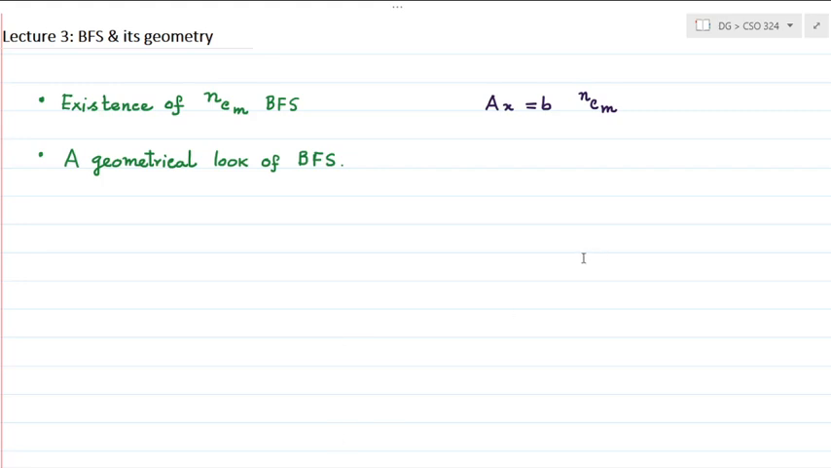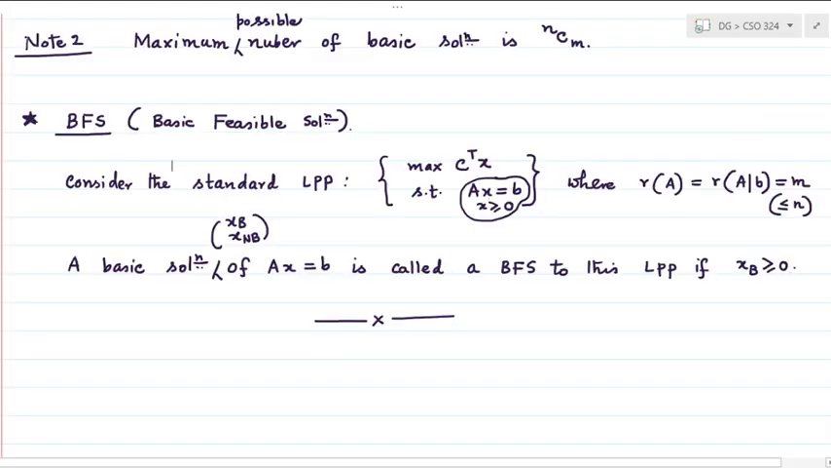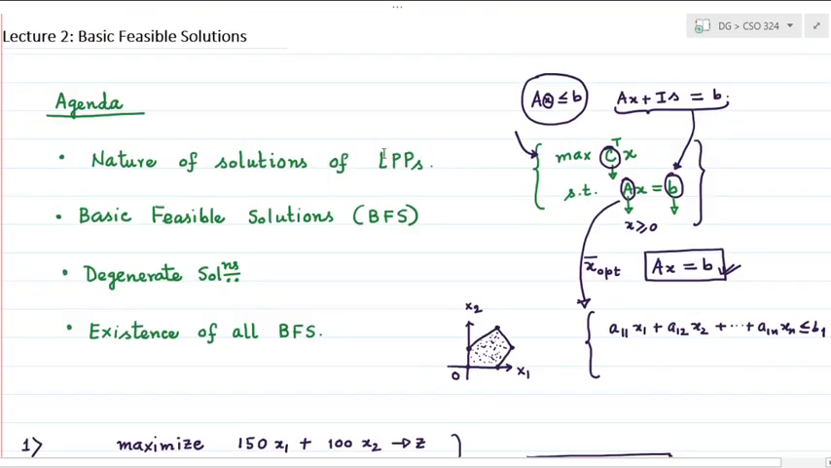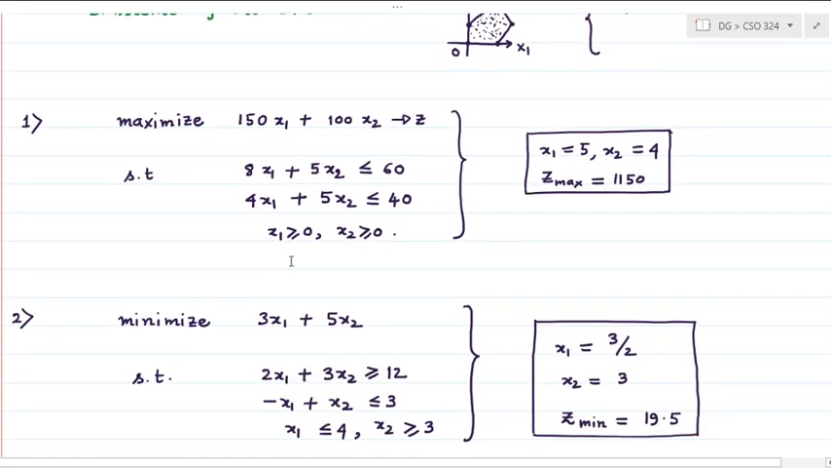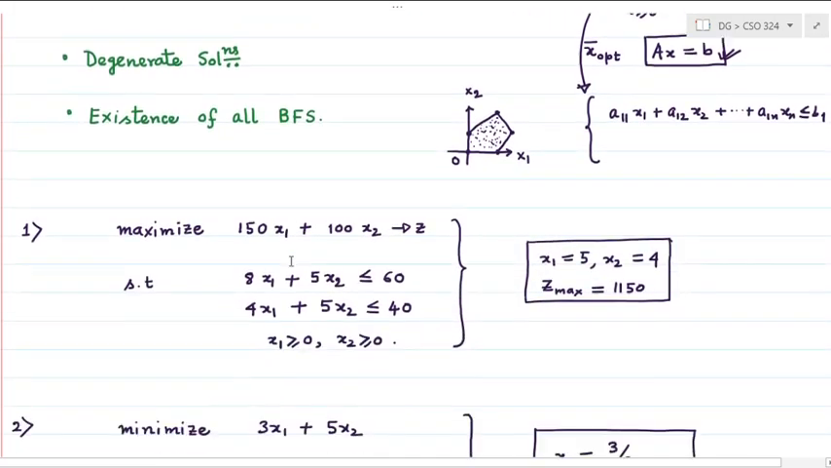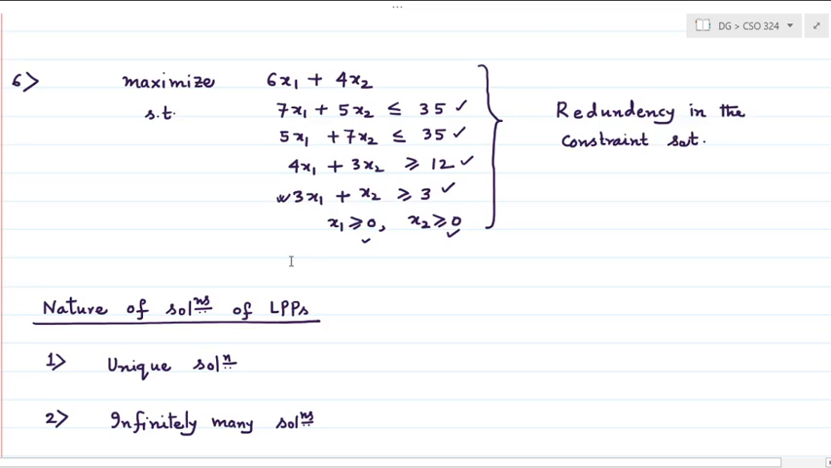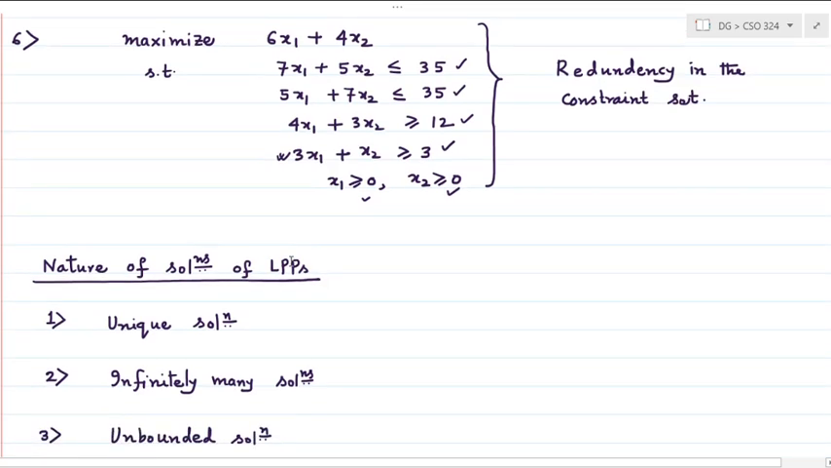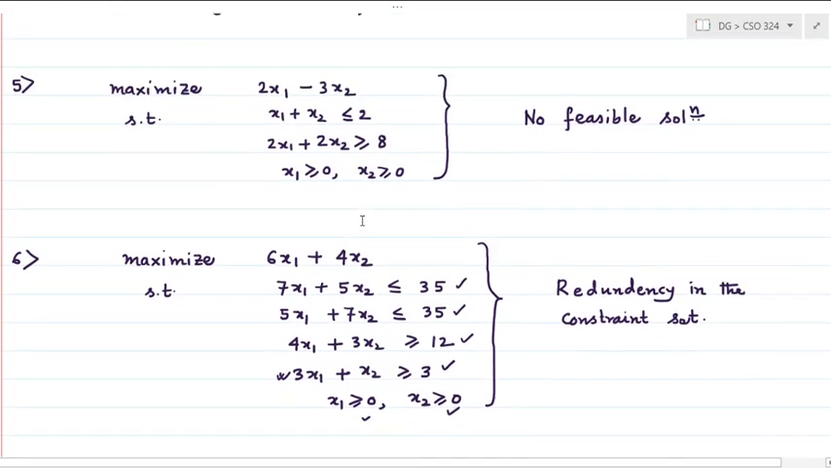If we look back to our last lecture, lecture number 2, we were discussing the notion of basic feasible solution, and also we talked about the notion of degenerate solution. Quickly reviewing, the last lecture started with a few examples of solving graphically a two-dimensional linear programming problem. That is, when your problem has two variables, then graphically we will be able to solve it.